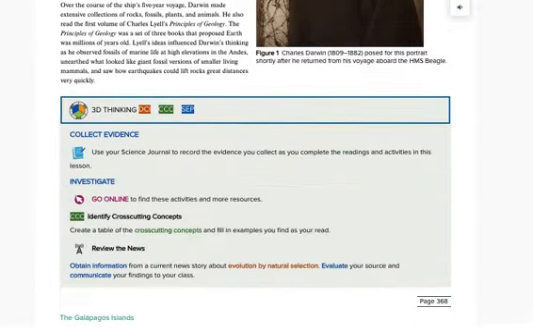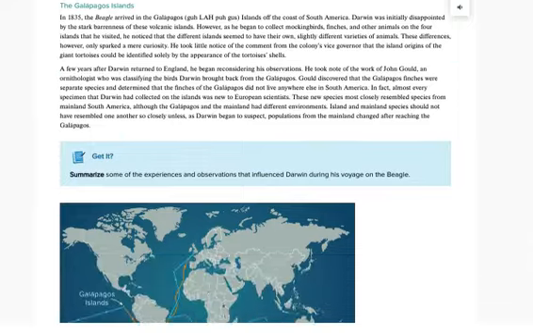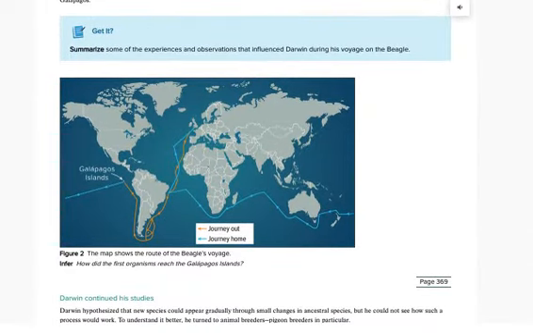So it's interesting to read and learn about his background, by the way. But anyways, this is a map of his journey, and we're going to talk a lot today about the Galapagos Islands, which is pretty important to what he did.